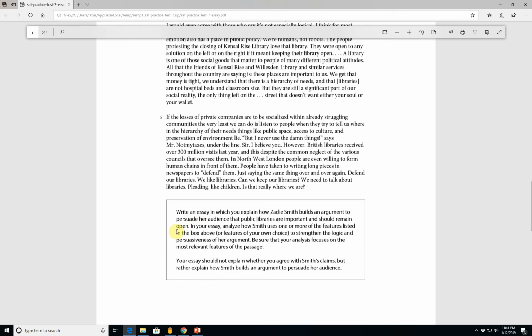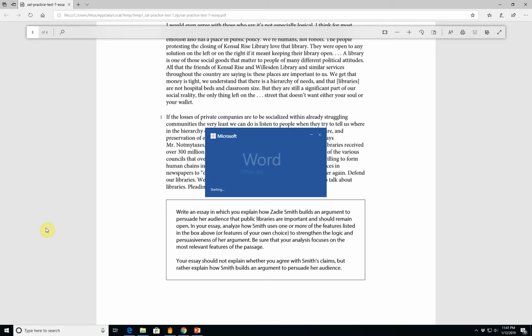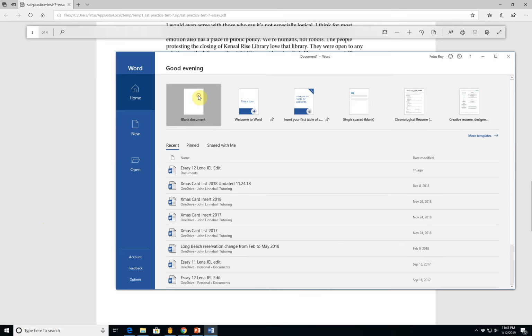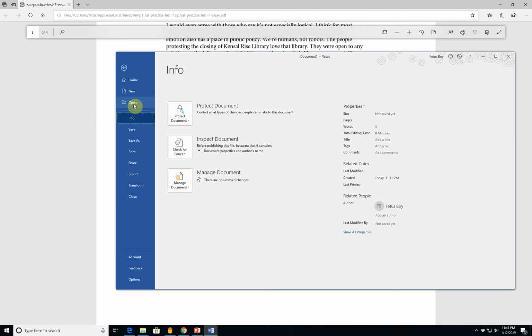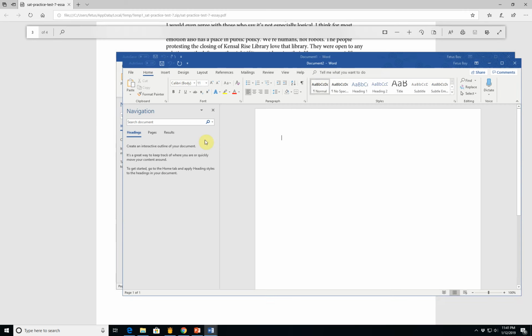Okay, so this is exactly the same as what I was just talking about, but we need to obviously adjust it to Zadie Smith. Don't put Jimmy Carter. All right, so let's go on with this. Okay, so the first thing we're going to do is take some notes. So we're going to go Ethos, Pathos, Logos. And so the next thing we can do is open another new document here.